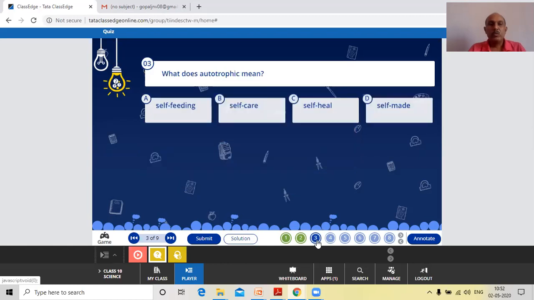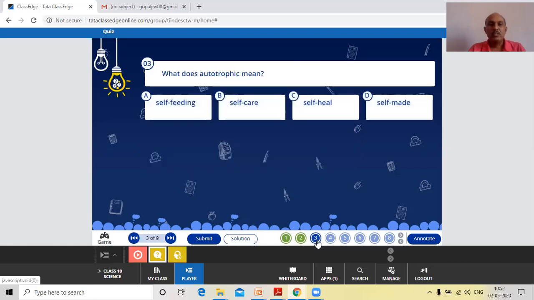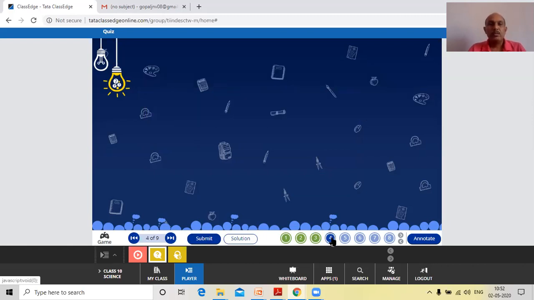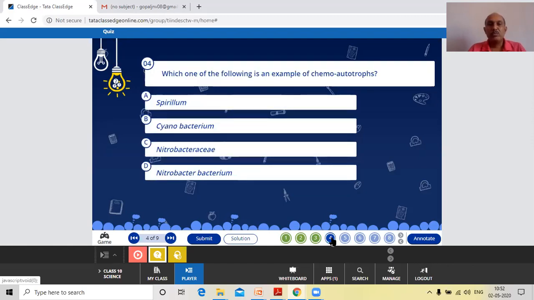Third one, what does autotrophic mean? Self-feeding, self-care, self-heal, self-made. Very good. You gave the answer very quickly. Let us check, self-feeding. Then which one of the following is an example of chemoautotroph? Spirillum, cyanobacterium, Nitrobacteriaceae, and Nitrobacter bacterium. Now you have seen the example. Yes, I will check D. Okay. So like that you can do the quiz.